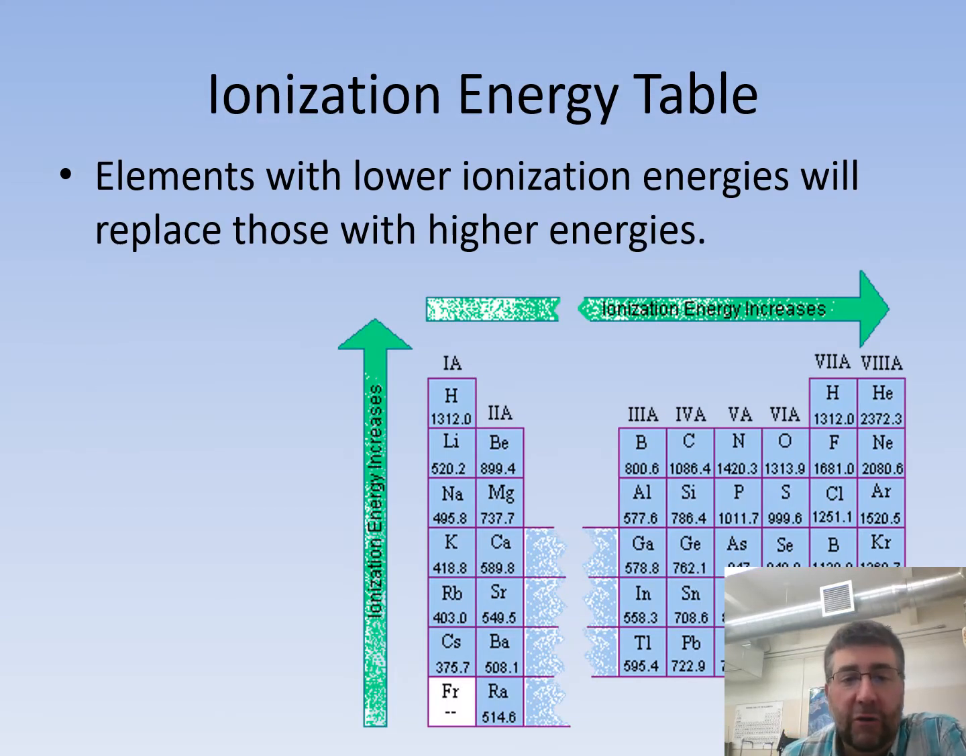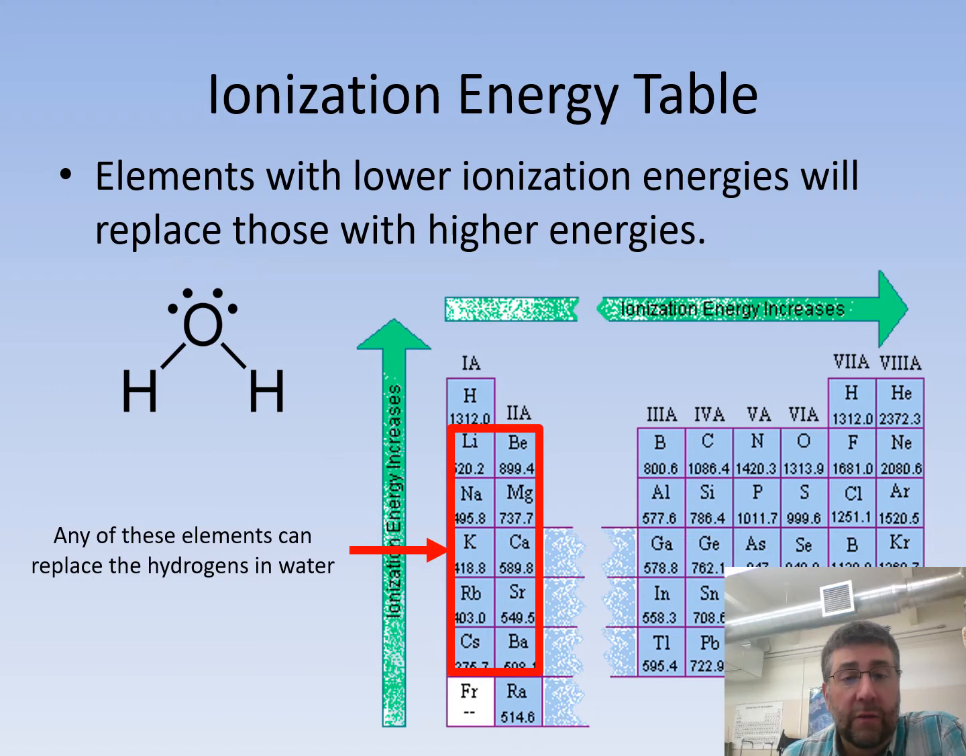Remember, ionization energy increases as you go up, or another way of looking at it is it decreases as you go down, and the lower the ionization energy, the more rapidly the reaction will occur because it's just easier for other elements to come and take their electrons.